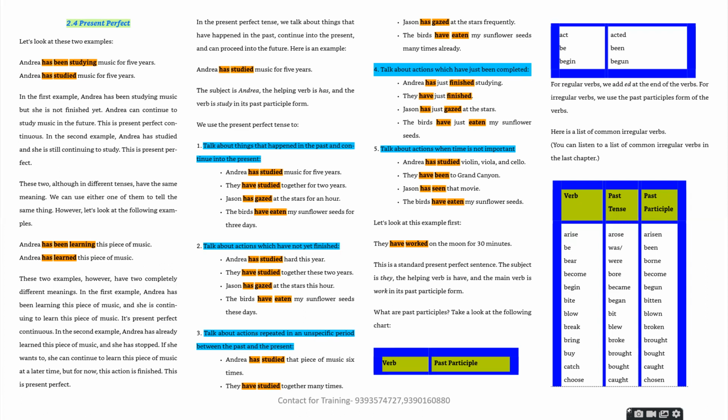Look at these verbs and past participles. Every verb has 3 forms. Generally, you know that. Like act, acted, acted. So we're using verb 3 here. Be, was, been. Third form. Begin, began, begun. Third form. Rise, rose, risen. Third form. We're using third form over here.